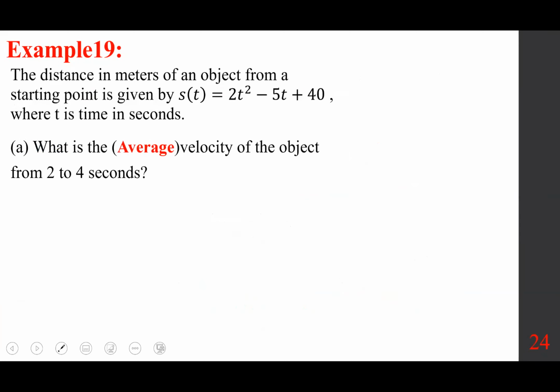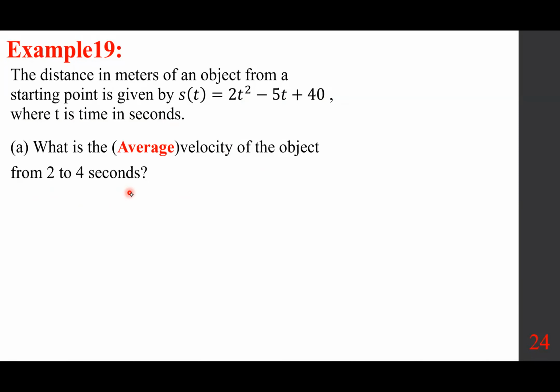The distance in meters of an object from a starting point is given by s(t) = 2t² − 5t + 4, where t is time in seconds. What is the average velocity of the object from 2 to 4 seconds? This means total distance over total time.